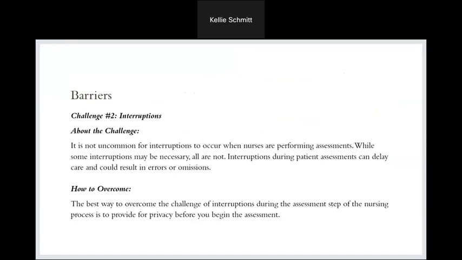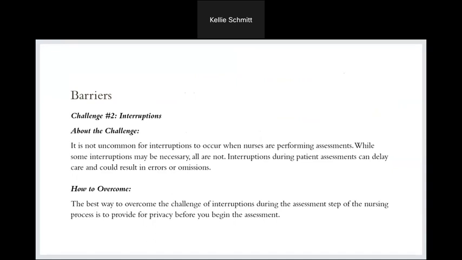There's always going to be interruptions. It's not uncommon. Some interruptions are necessary and some are not. But interruptions during patient care can delay care that results in error or omissions of data. How do we overcome that?